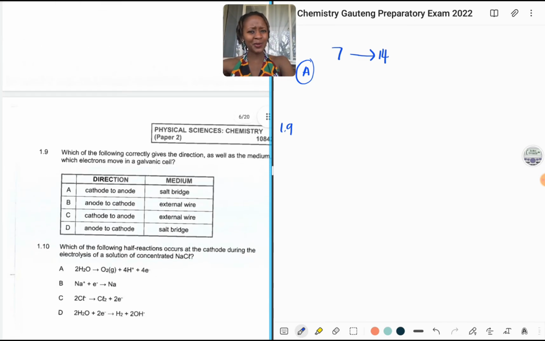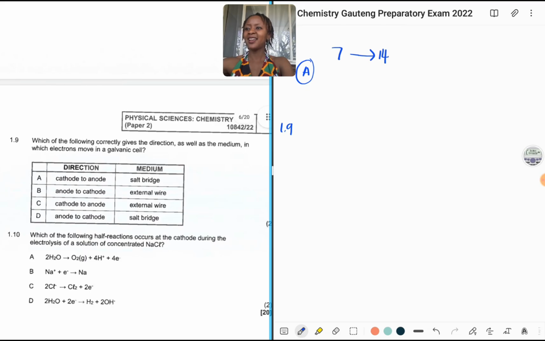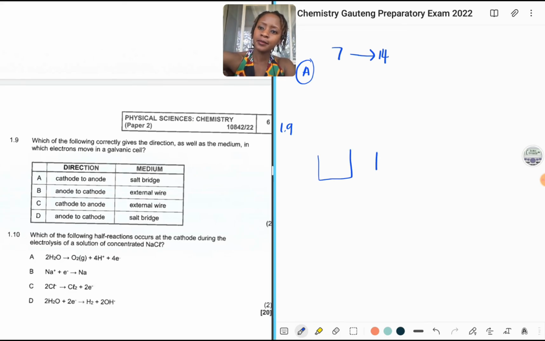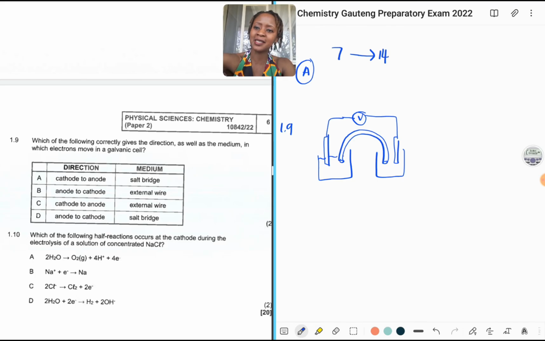Okay, 1.9, we are almost there. Chemistry is flowing. Which of the following correctly gives the direction as well as the medium in which electrons move in a galvanic cell? Galvanic cell, remember that's the voltaic cell, where you have your salt bridge. You have your two compartments, your salt bridge in between, your two electrodes, and your battery. No, we don't have a battery here. Your voltmeter, hence voltaic.